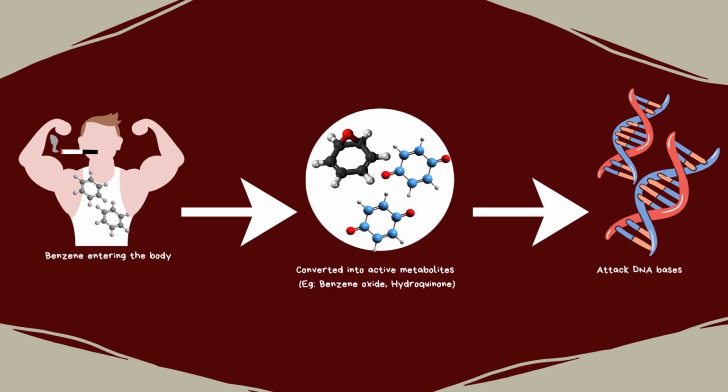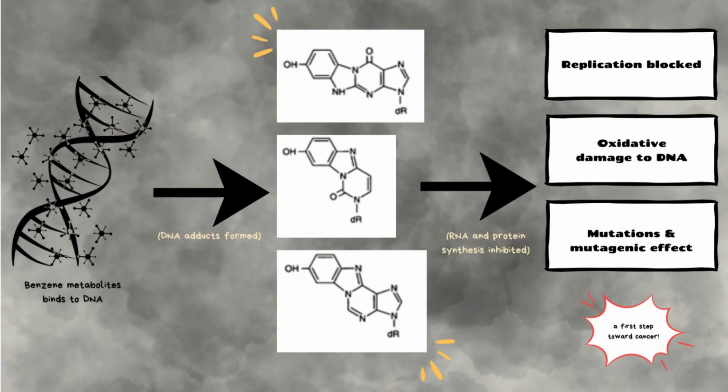Once inside the body, benzene is metabolically activated in the liver. Enzymes involved will convert it into several reactive metabolites, including benzene oxide, phenol, and hydroquinone. These metabolites are highly reactive and are the main contributors to toxicity. These activated metabolites then travel to the bone marrow, where they can directly attack DNA bases. They form DNA adducts, and they also generate oxidative stress, which causes DNA oxidation.